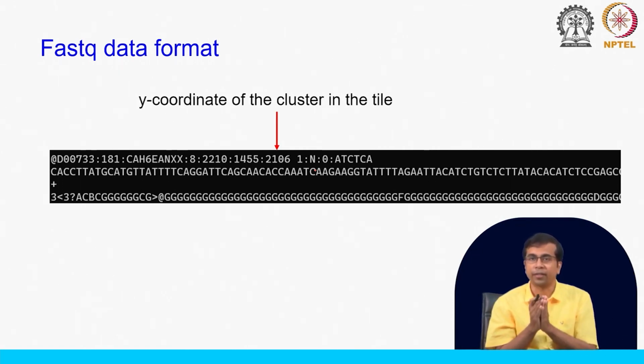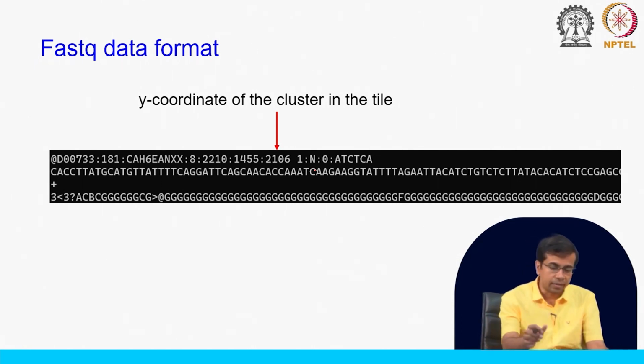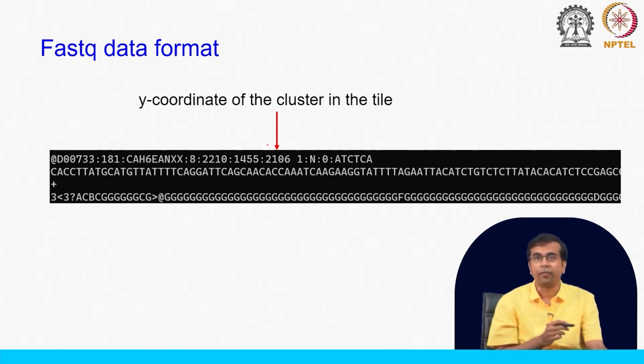You remember the cluster generation process. The x, y coordinates give you the cluster location on the flow cell. Why is it important? Why do we actually store this information? In general, if the data is good, we do not have to worry about this, but if there is some sort of issue, then this information becomes useful. We will see this when we look into data quality check or quality control. So, the last three numbers are the positions in the flow cell.